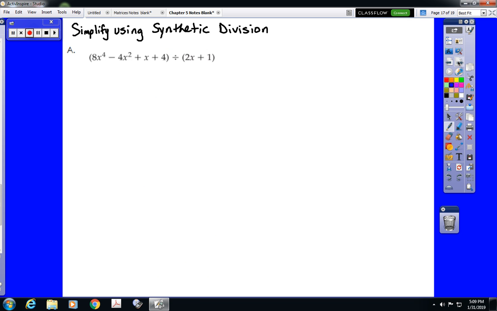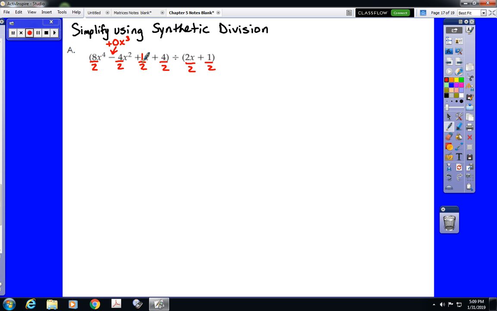Okay, so here's the next example. 8x to the fourth minus 4x squared plus x plus 4 divided by 2x plus 1. Two things we should notice right away. We do not have an x cubed term, so we're going to have to put a 0x cubed in here. And we're going to need to divide everything in the entire problem by 2.